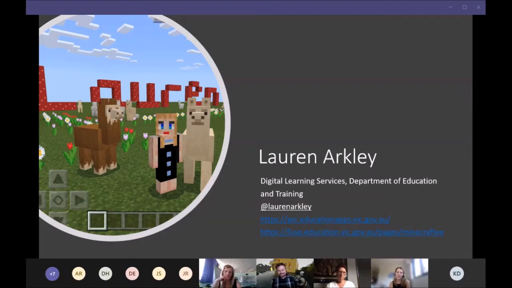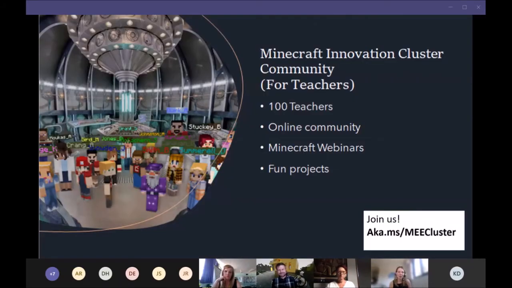Now, during 2020, one of the biggest support resources that Bron Stuckey and I have worked together to create is our Minecraft Innovation Cluster, which at the moment supports 100 teachers, and I think it's nearly about 50 schools across Victoria, and we do that through Microsoft Teams. And in this community, Bron and I facilitate professional learning sessions. We have drop-in nights where you can come in and share some of the things that you're doing in your classroom, or perhaps some of the challenges. And we do offer some really fun projects and challenges for our schools to take part in.